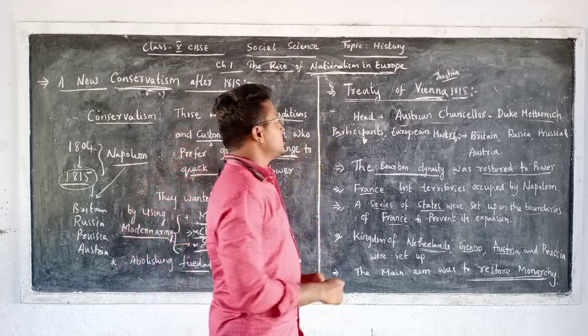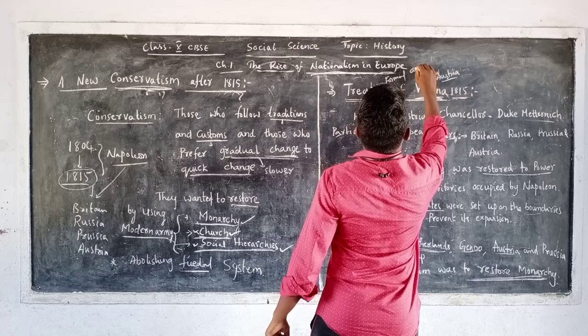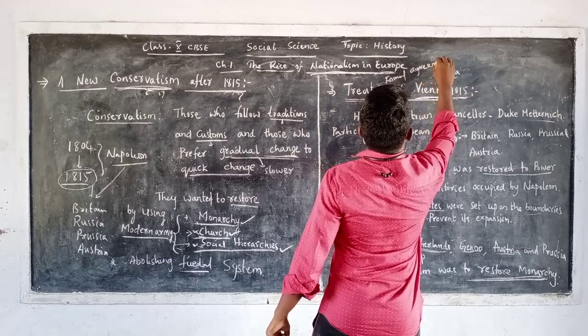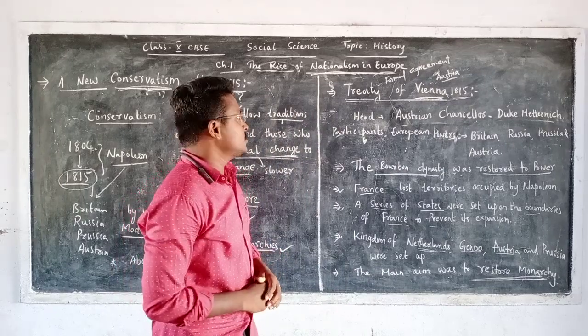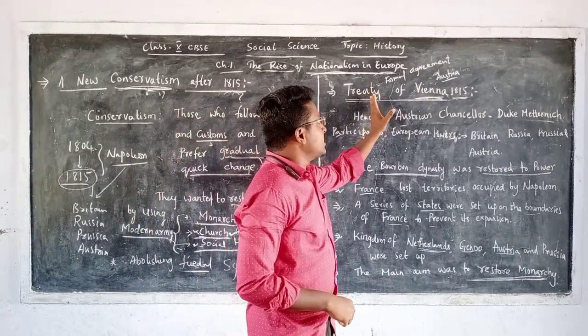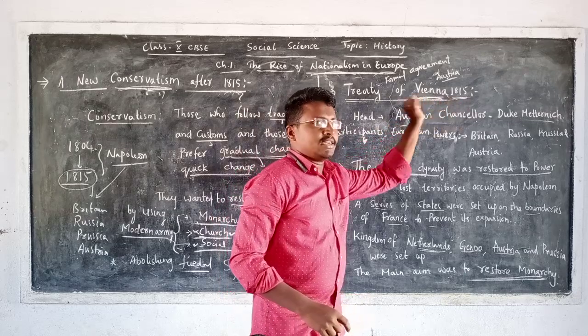Treaty means, they simply can say, a formal agreement. A formal agreement between countries or between persons. So, Treaty of Vienna, agreement between these four countries in a place known as Vienna in the year 1815.